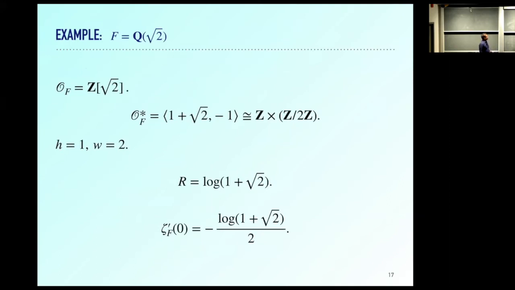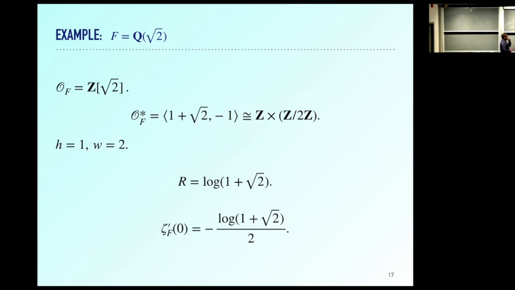So let me just do an example. About what the regulator is, it's better to give you an example before defining it. So if the field is Q adjoin root 2, then the ring of integers in this case is just Z bracket root 2. So the numbers of the form A plus B root 2 where A and B are integers. And the unit group is generated by 1 plus root 2 and minus 1. So that's isomorphic to Z cross Z mod 2Z. So the R is 1. The W is 2, and it turns out that for this ring, the class number is 1.